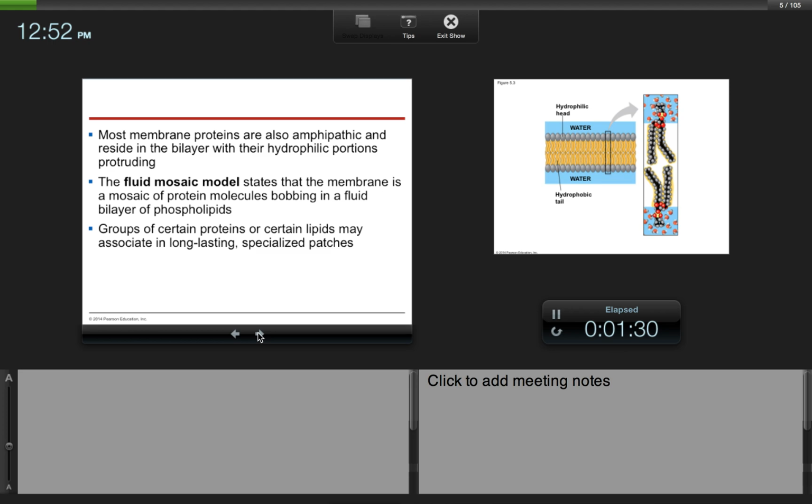Most membrane proteins are also amphipathic and reside in the bilayer with their hydrophilic portions protruding. The fluid mosaic model states that the membrane is a mosaic of protein molecules bobbing in a fluid bilayer of phospholipids. Groups of certain proteins or certain lipids may associate in long-lasting specialized patches.